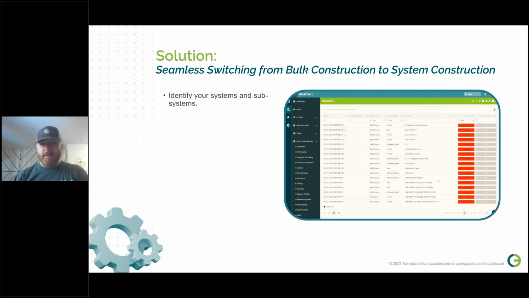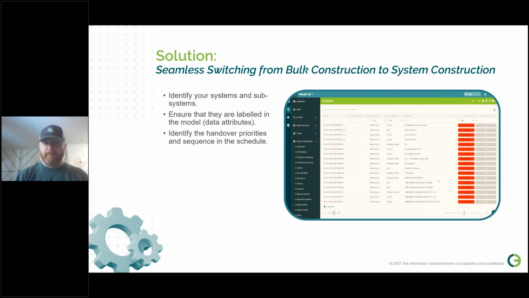What we mean by that is identify your systems and subsystems, build those directly into the model, and have them attributed directly in the model. We always look for attributes in the model for the construction work areas, for example, construction work packages, but I also want to be able to see systems and subsystems identified at that component level in the model. So make sure that is contained as a data attribution at the component level in any of the model files.